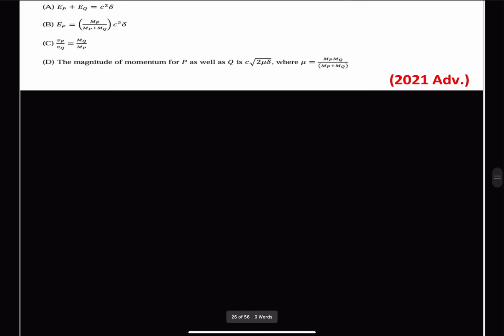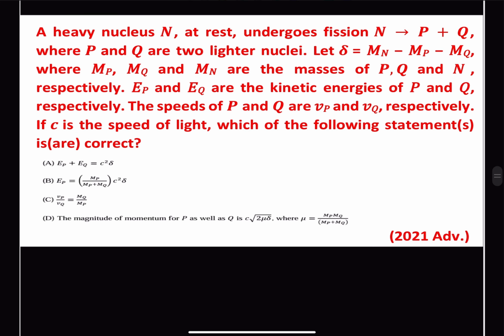Next question. This question was asked in the advanced part. Previously all the questions were from the mains. And in this question, a heavy nucleus N at rest undergoes fission into P plus Q, where P and Q are two lighter nuclei.